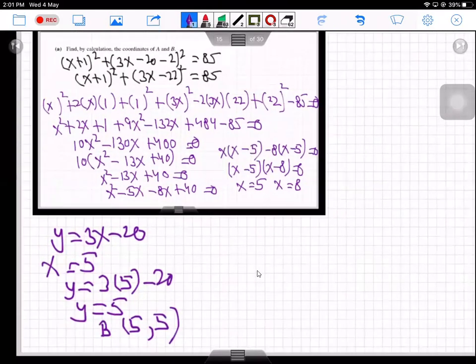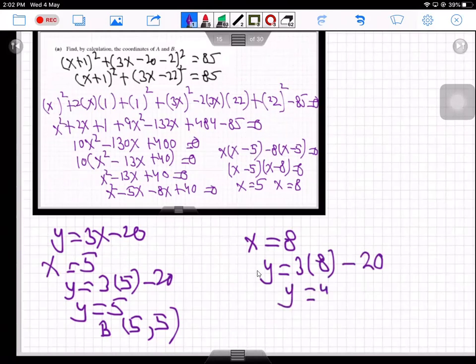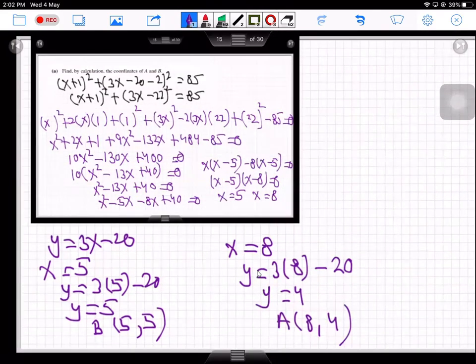And then when x = 8, the corresponding value of y is 3 times 8 and then minus 20. So 8 times 3 is 24. 24 minus 20 is 4. So the coordinate of A is (8, 4). Okay. So (8, 4) and (5, 5) is your final answer.